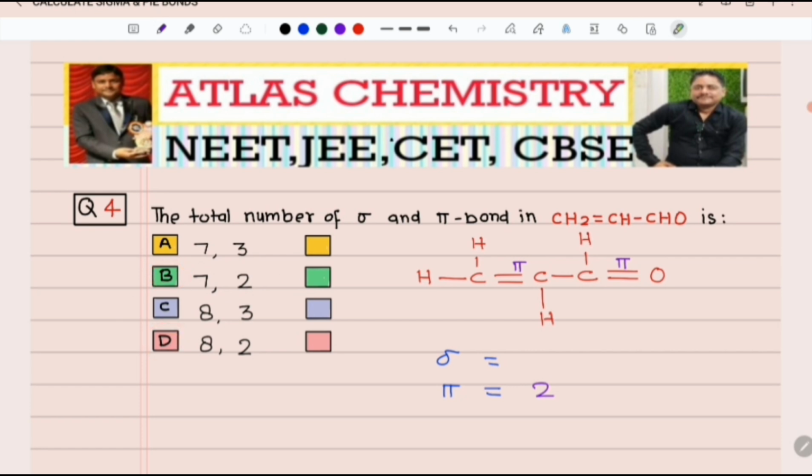But we have to count the sigma bonds. So sigma bonds are 1 sigma bond, 2, 3, 4, 5, 6, and 7 sigma bond. So sigma bond is 7. So pi bond is 2 and sigma bond is 7. So option B is the correct option for the given question.